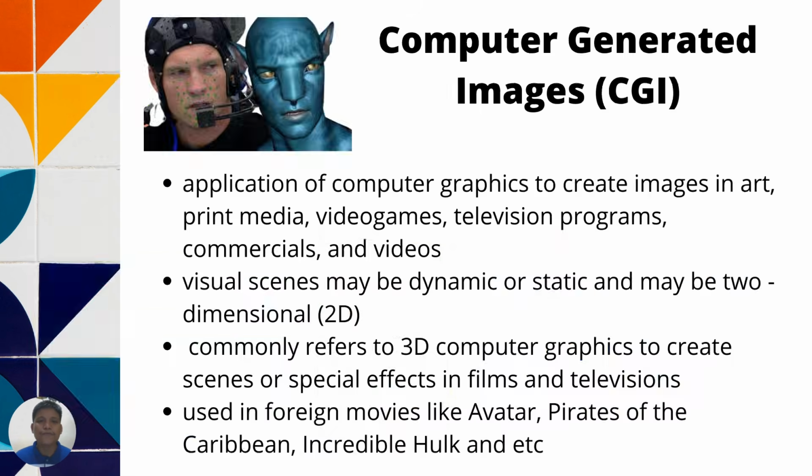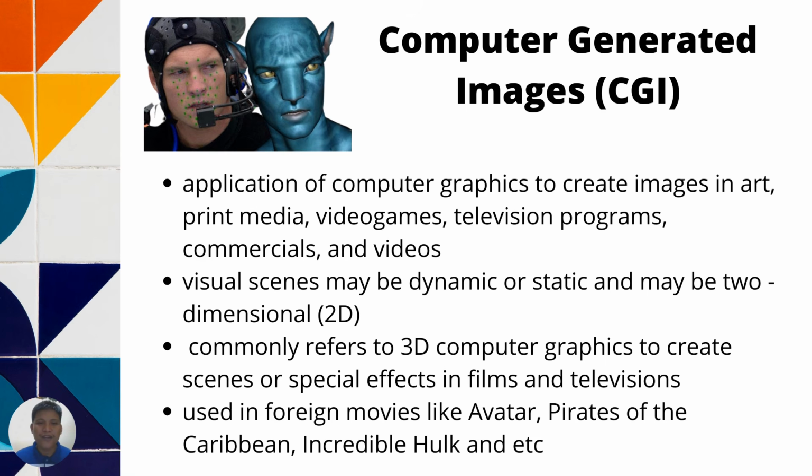Let's continue. The second one is the computer generated images, or what we call CGI. It is an application of computer graphics to create images in art, print media, video games, television programs, commercials, and videos. Visual scenes may be dynamic or static and may be two-dimensional, or what we call 2D. It commonly refers to 3D computer graphics to create scenes or special effects in films and television.